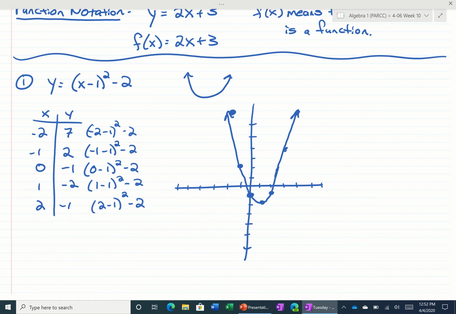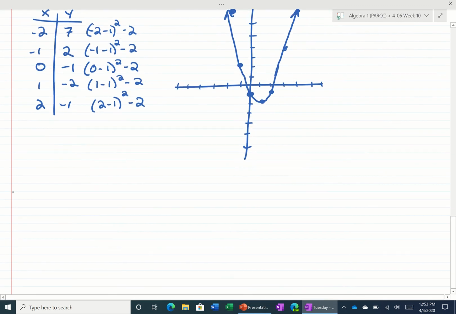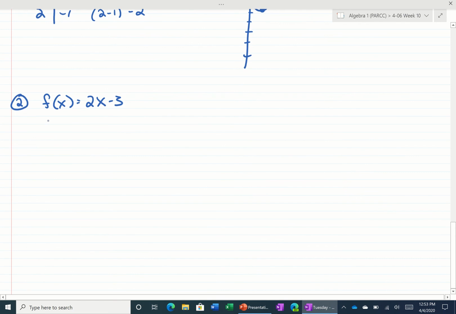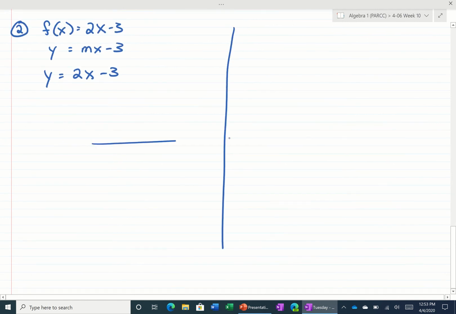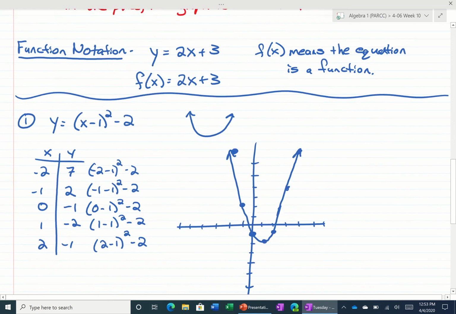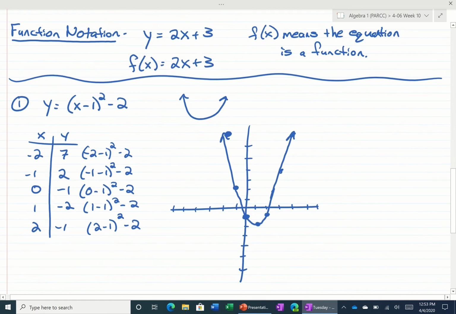Let's do one more. For problem number 2, it says graph f of x is equal to 2x minus 3. Okay, so we know that this is in y equals mx plus b form, or slope-intercept form. So let's go ahead and graph this. The y-intercept is -3. Slope is up 2 over 1. Connect the dots. This one's pretty easy. Now the only line that looks like this would be option choice C. And problem number 1, like I said, the answer was D.